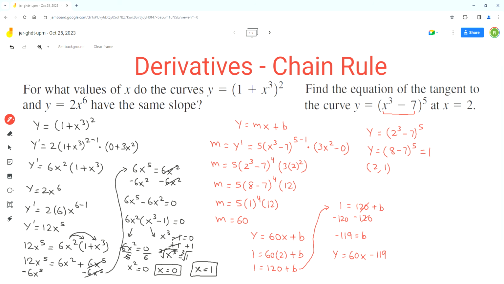So this is the equation of the tangent line in slope-intercept form, and if you want you can also change it to the standard form. So these are the steps you have to keep in mind to solve these two types of problems. So for both of these problems we had to use the chain rule to find the derivative of the equation of the curve.